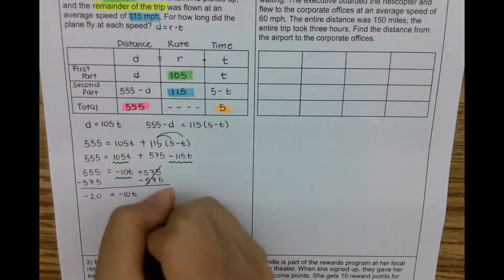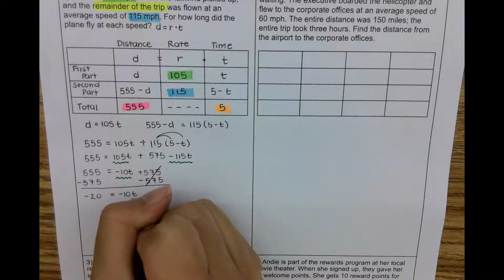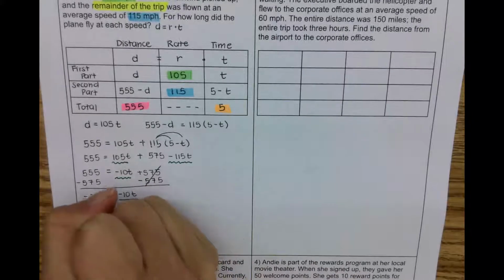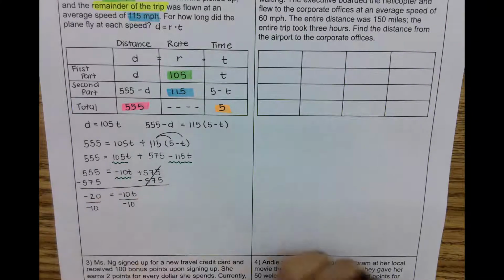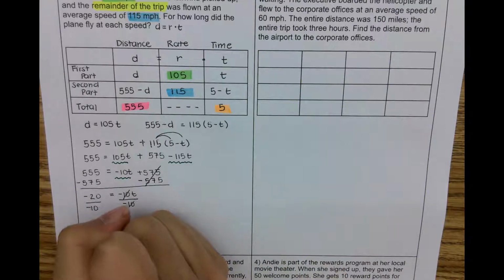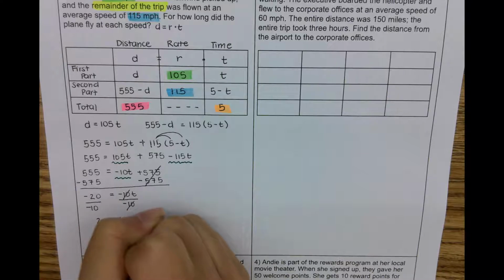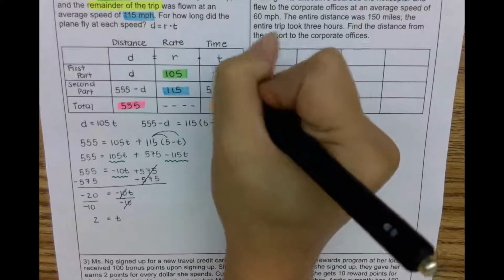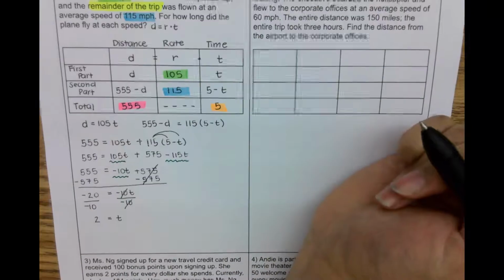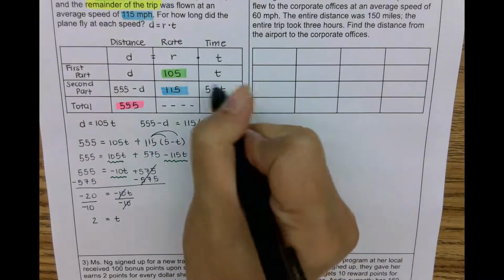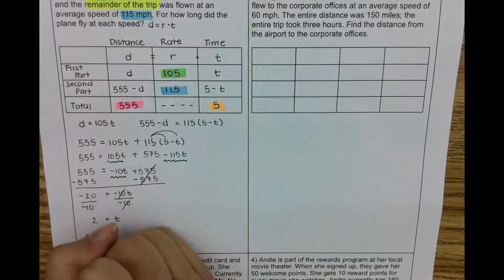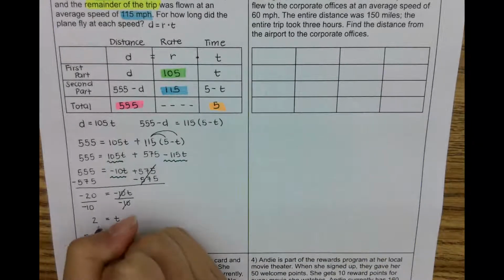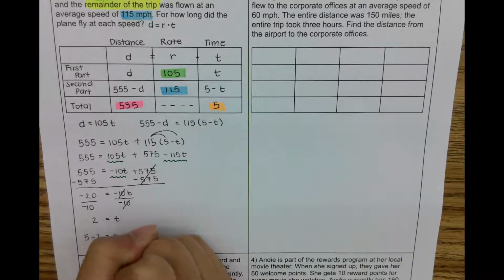Then all I have to do now is, because this is negative 10 times t, I get rid of it by dividing. And what I do to one side, I do to the other. This cancels. Negative 20 divided by negative 10 is 2. 2 equals t. So I know that the time for my first part was 2 hours. But I need to find this time too, right? So I need to do 5 minus t, so since t is 2, 5 minus 2 is 3.